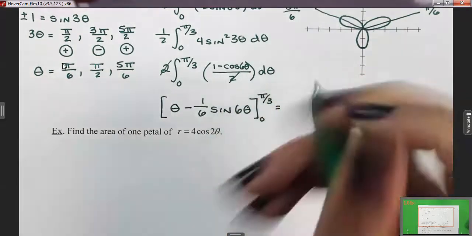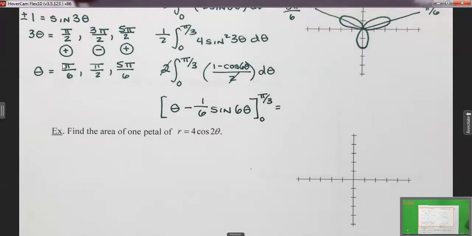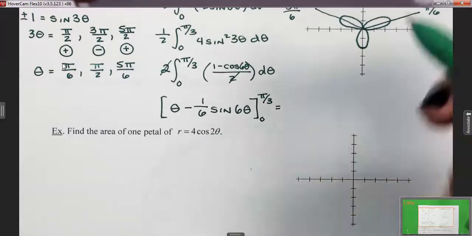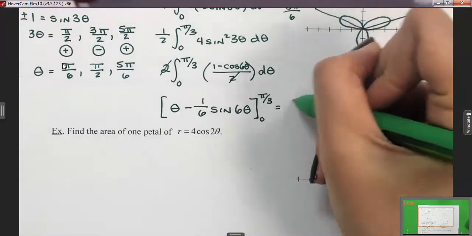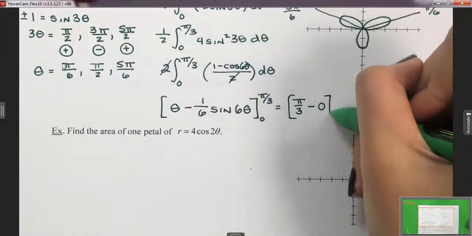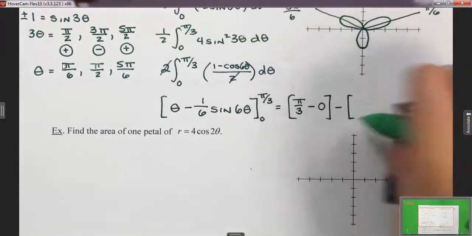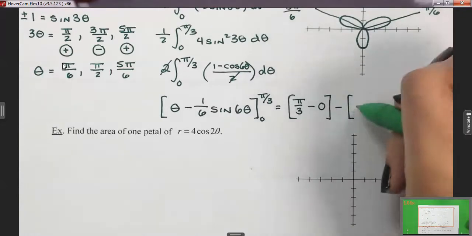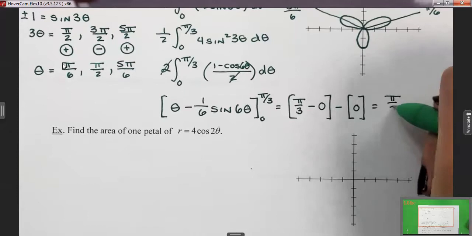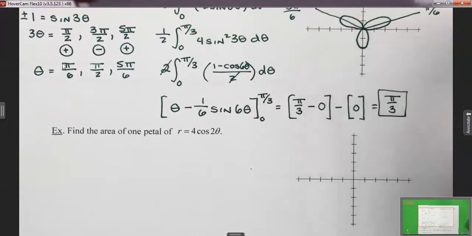So we have 1/6 sine of 6 pi over 3, which is 0. And 0 plugged in is also 0. Oops, didn't need it. Whatever. Pi over 3. All that for pi over 3. Wait a minute.